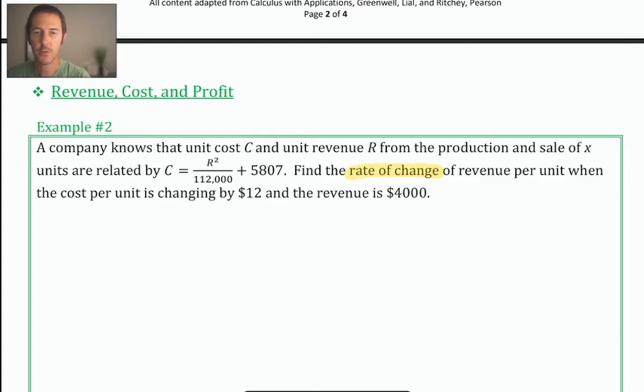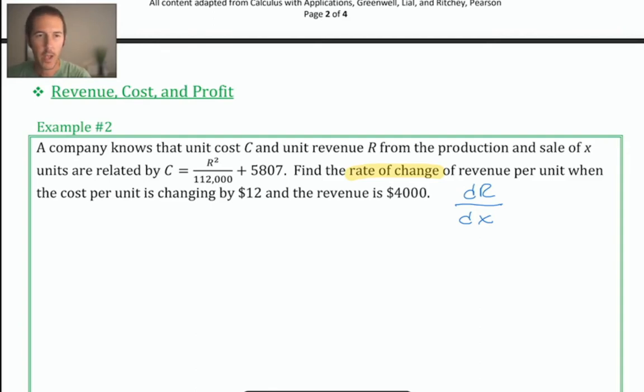So this time it's the rate of change of revenue, change in revenue per unit, and X was representing number of units. So I assume that we're talking about change in revenue with respect to change in number of units sold. That seems like a pretty reasonable relationship to be talking about. Your revenue is definitely going to be changing depending on number of units sold.